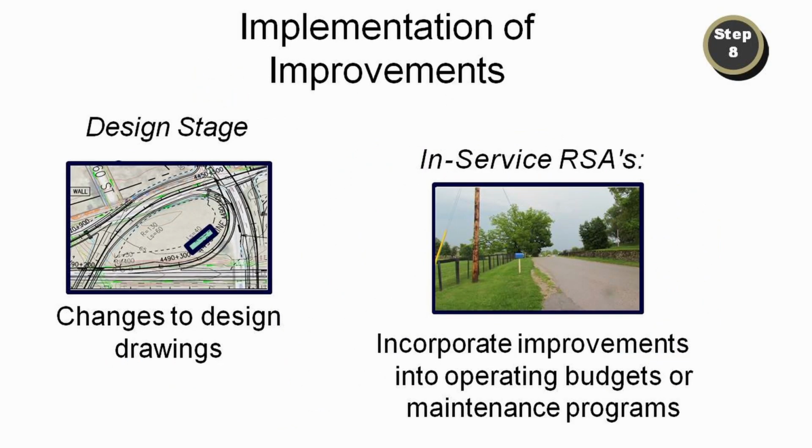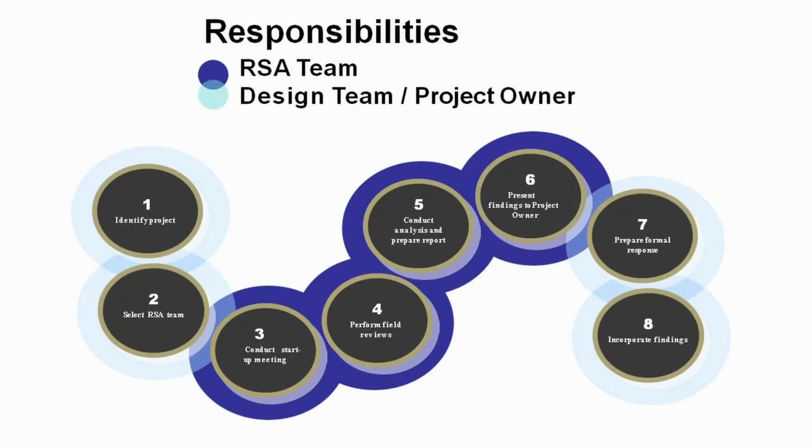This could mean changes to the design drawings for the design stage RSAs. For in-service roads, the improvements should be incorporated into operating budgets or maintenance programs if possible. The RSA process provides the project owner with actionable treatments to be considered for use as funding and resources permit. The final report can also be used to support grant and other funding applications for related safety improvements.